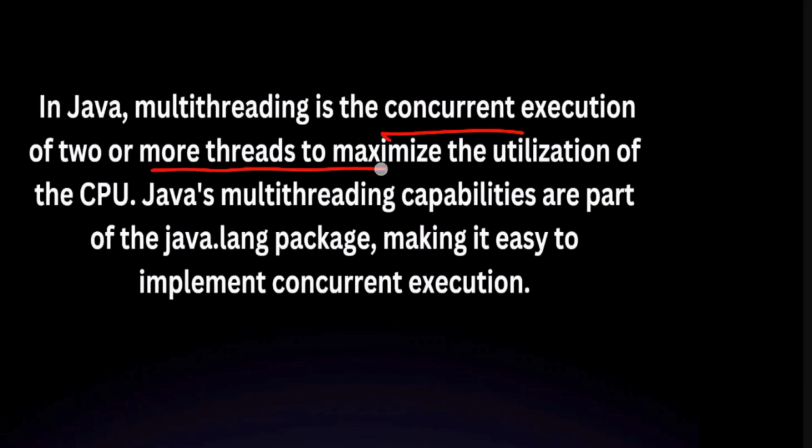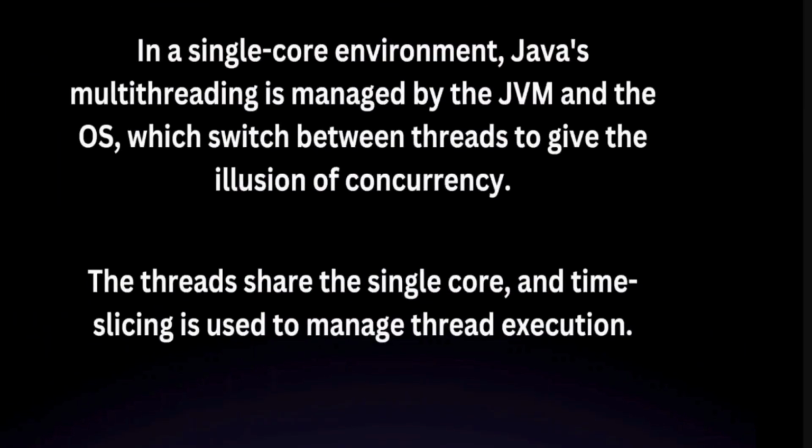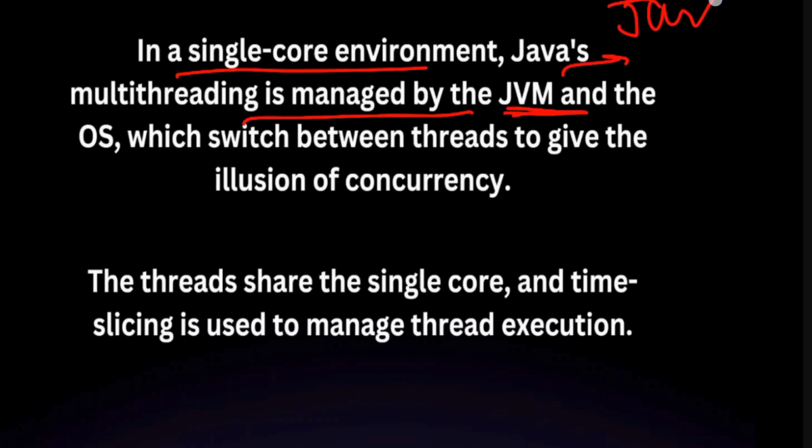Now in Java, multi-threading is the concurrent execution of two or more threads, to maximize the utilization of the CPU. Threads are part of the java.lang package, making it easy to implement concurrent execution. Now in a single core environment, as we discussed, Java's multi-threading is managed by the JVM, the Java Virtual Machine.